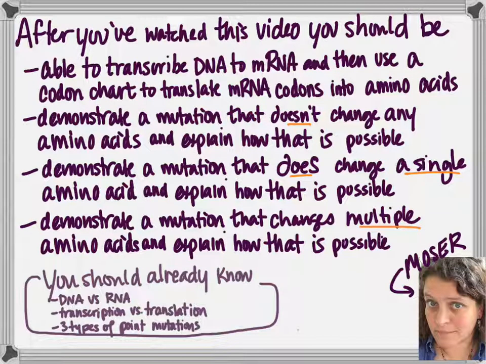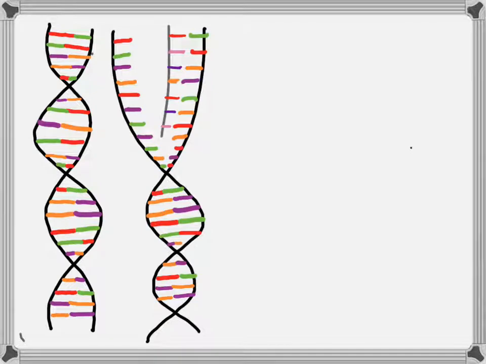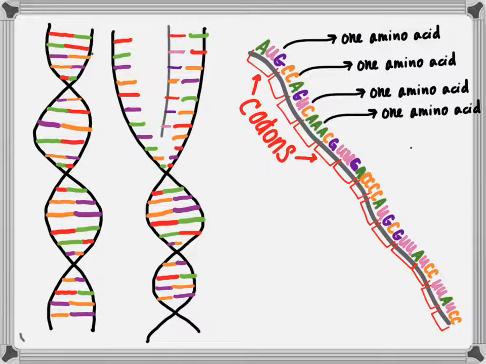Now, you should already know DNA versus RNA, all your bases, transcription, translation, and the 3 types of point mutations. You're also going to need a codon chart, so why don't you go ahead and grab that. You know that all living things, both prokaryotes and eukaryotes, construct proteins. You also know that the instructions for those proteins are contained in DNA, copied over to mRNA, and read by ribosomes, 3 letters at a time. Each of these 3-letter words, or codons, specifies an amino acid.